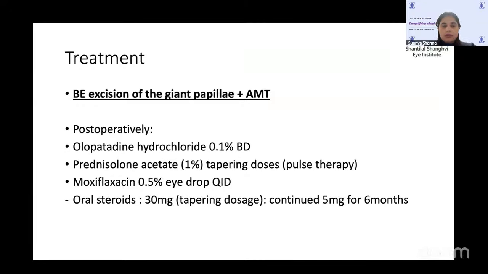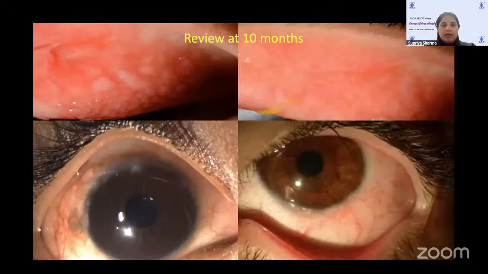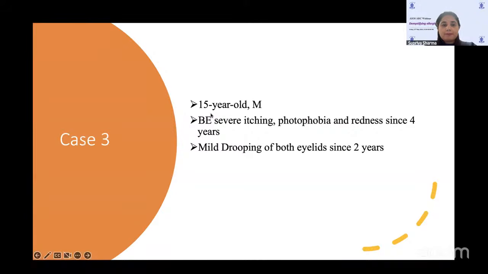Post-operatively, the patient was continued on medical management, along with a short course of oral steroids given for almost 6 months. At around 8 months, this patient had some recurrence of papillae, more so in the right eye, as we see here. But symptom-wise, the patient was doing better. The surface inflammation was well controlled, and acute exacerbations were treated with short courses of topical steroids.